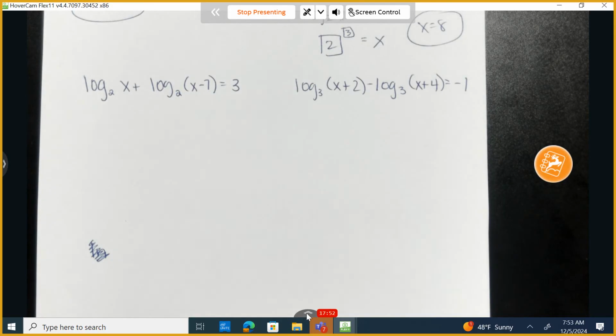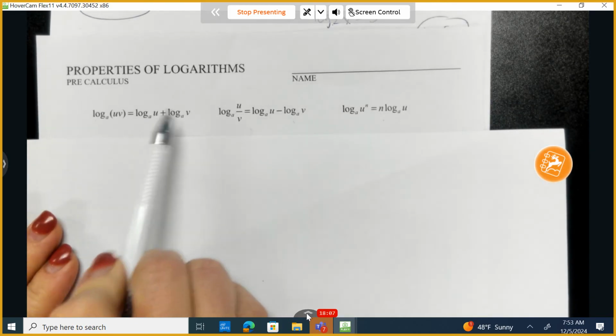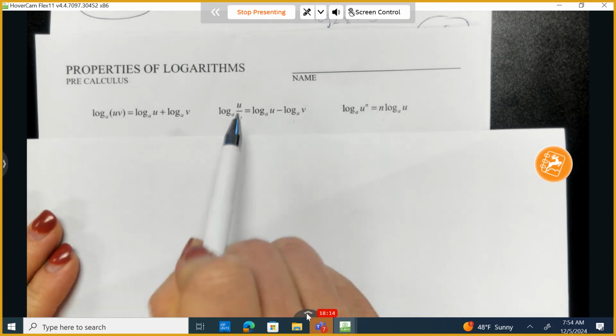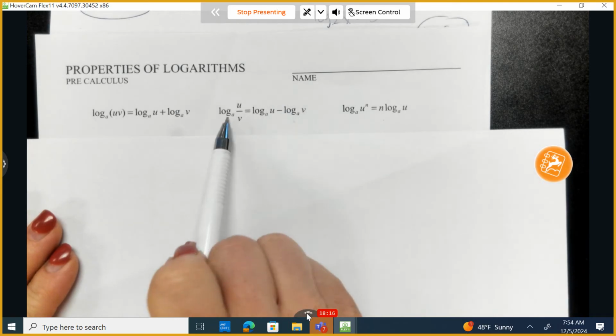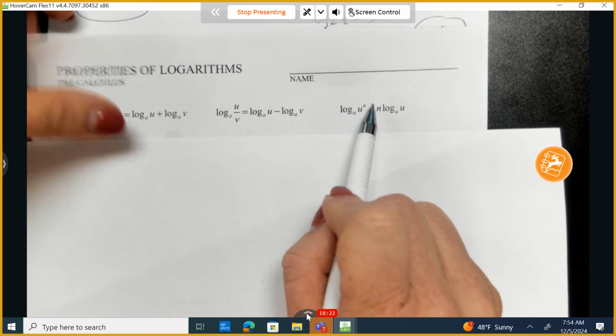Our next example, we are going to rely on the 3 rules from yesterday. So remember that we have 3 different rules we have to memorize. And these are the 3 rules. If you looked at your homework from yesterday, we consider this to be condensed form. This is expanded form. So when we go from expanded to condensed so that we can solve, adding turns into multiplying. The same thing here. When we go from expanded to condensed, subtraction turns into division. And then if we have a value on the outside, we can rewrite it as an exponent on top.